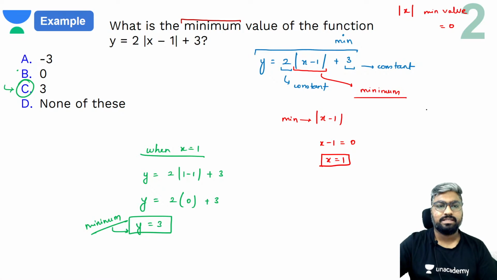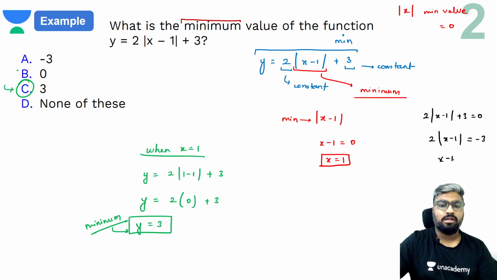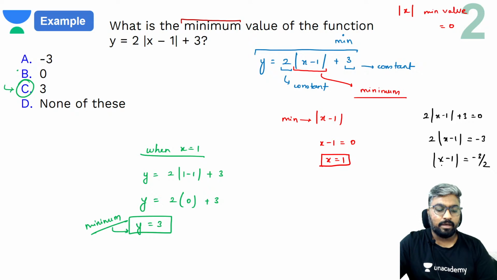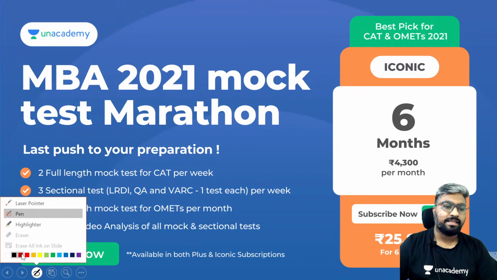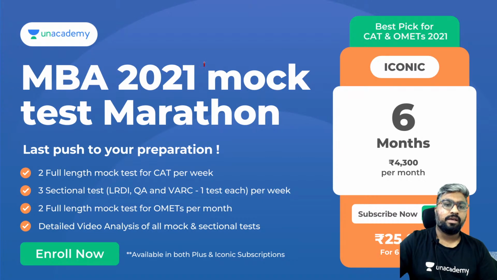If you say it is 0, 2 into modulus x minus 1 plus 3 is 0, then you should get 2 into modulus x minus 1 as minus 3, or modulus x minus 1 as minus 3 by 2. Whatever value you put in a modulus, it will never be negative, not possible at all. Okay?